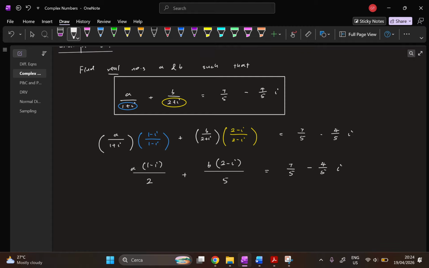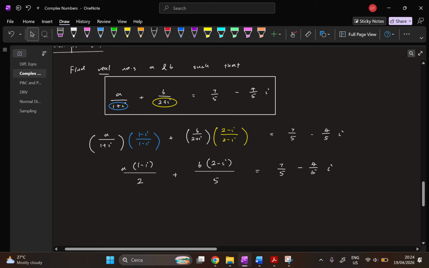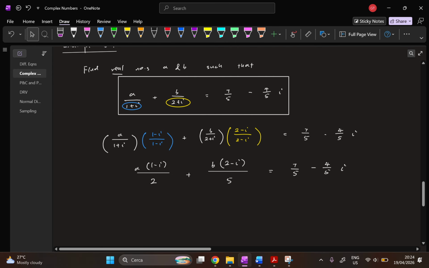If you just remember that i squared equals minus 1, therefore minus i squared is just 1. Okay? Please remember that property that i squared is minus 1. Don't be stupid. Okay?